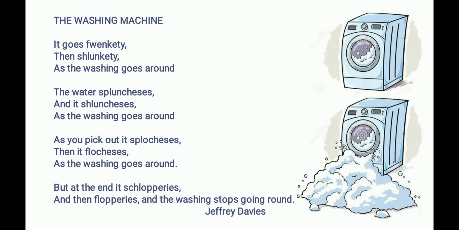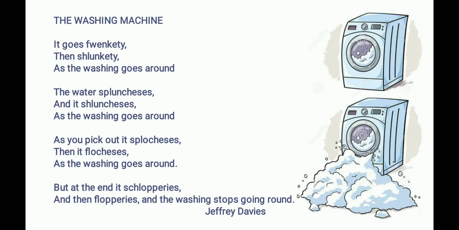The Washing Machine by Jeffrey Davis. It goes flunkety, then schlunkety as the washing goes around. The water splunches and it slunches as the washing goes around. As you pick out, it splotches, then it floaches as the washing goes around. But at the end, it sploppers and then floppers and the washing stops going round.